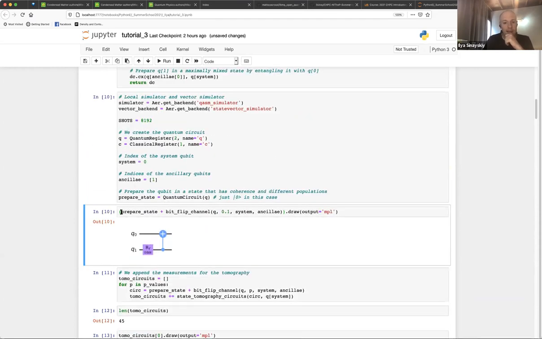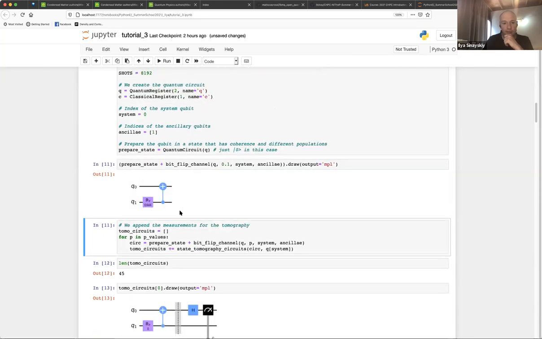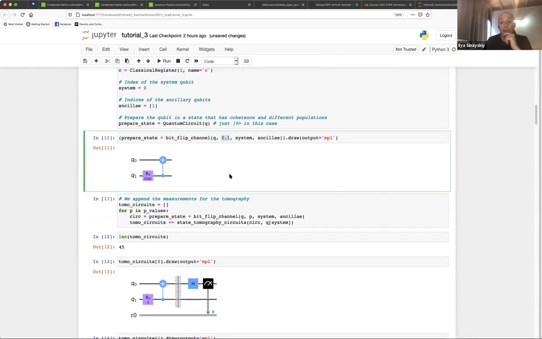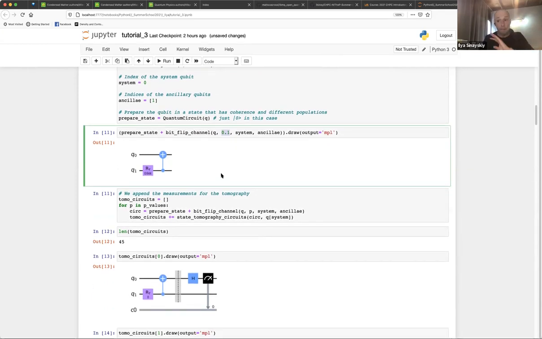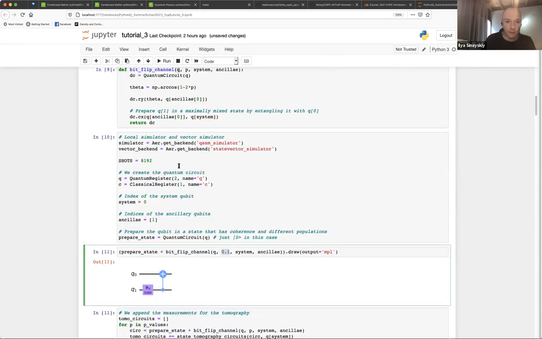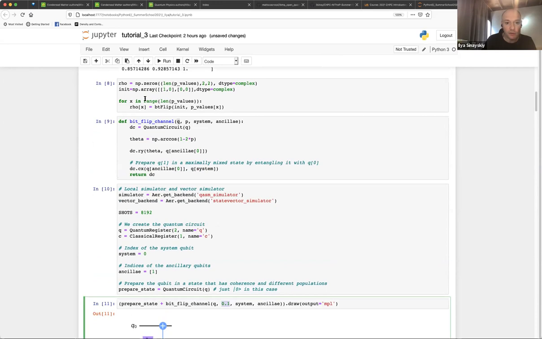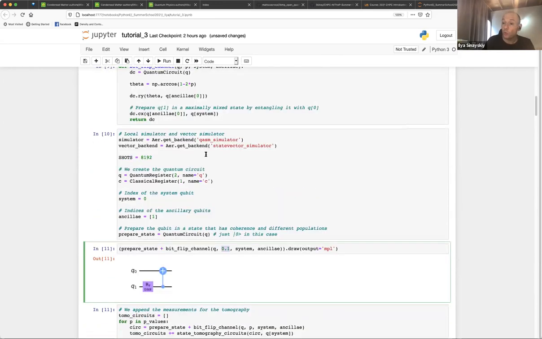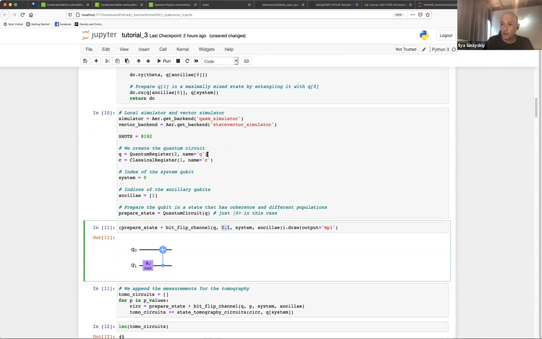Okay, so if we take this initially prepared 0 state and add our bit flip channel, we can draw the circuit, and it will look exactly as we've seen. I put in some probability here. If we measure this, this circuit will exactly give us a Pauli X channel with probability 0.1. Now we want to run many of them for all possible values of P, all the 15 values, but we also want not just to measure something, we want to measure the full state.